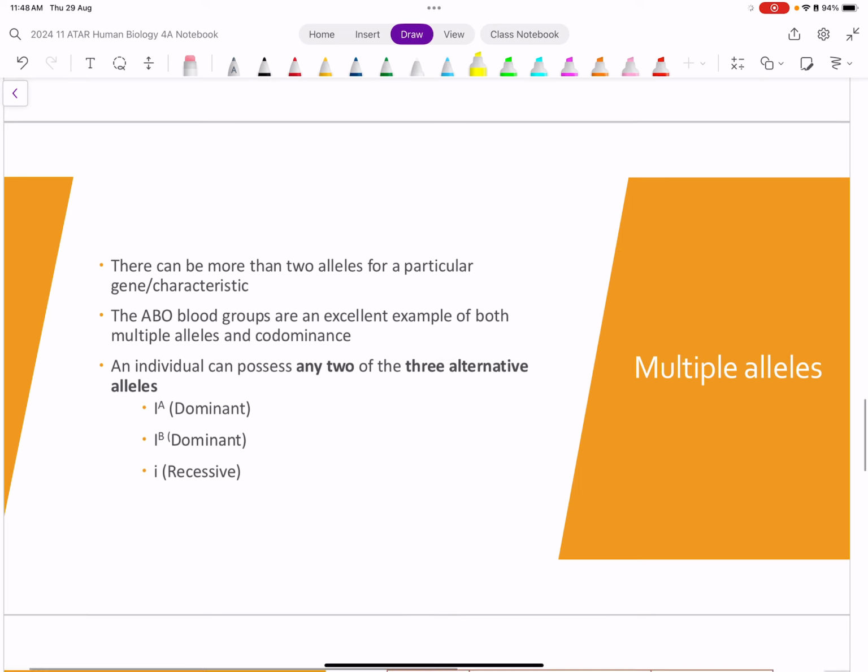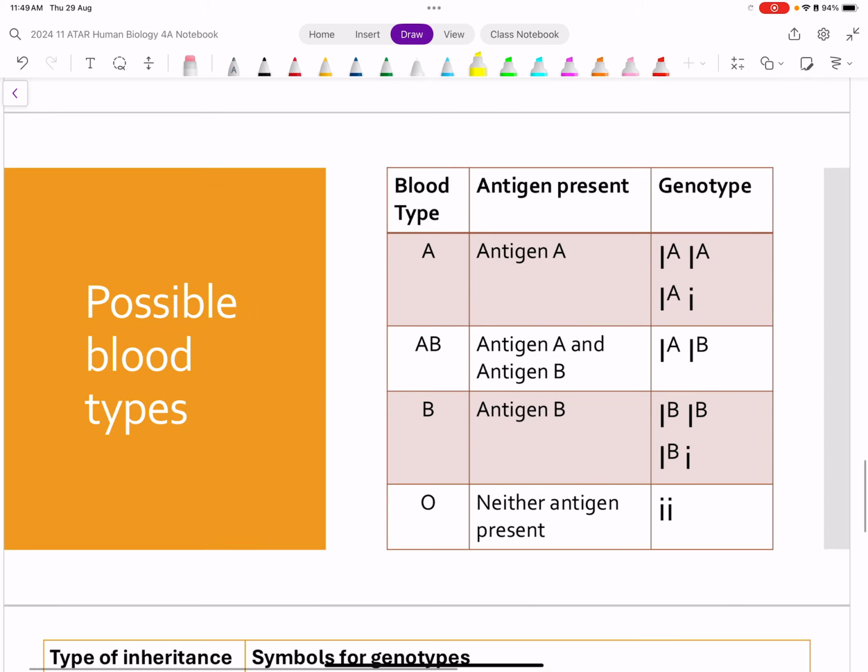So now that we've had a look at codominance, this is somewhat expanded on in our example, but we're going to have a look now at multiple alleles, and the example being the ABO blood system. So multiple alleles are where we have more than two alleles for a particular gene or for a particular characteristic. So these ABO blood groups are great because they show us three particular alternative alleles. We can have an A, a dominant B, or we can have our recessive allele as well. So when we have a look at the particular blood types, we can see that these three alleles present us with four possible blood types.